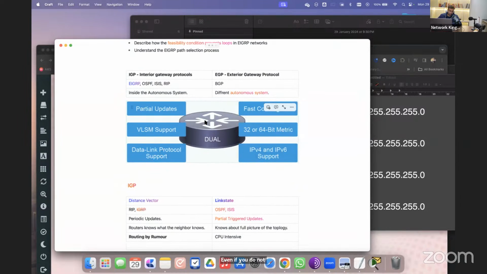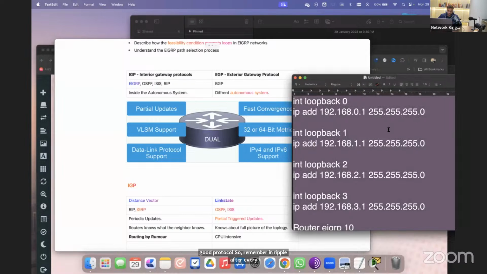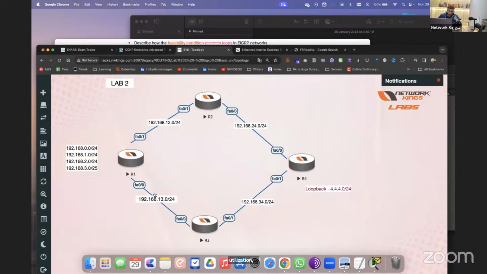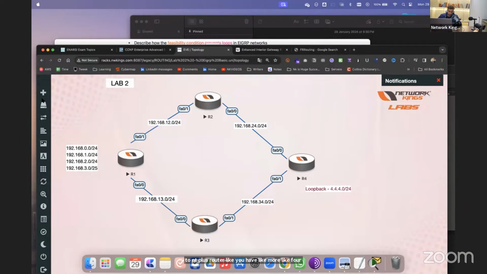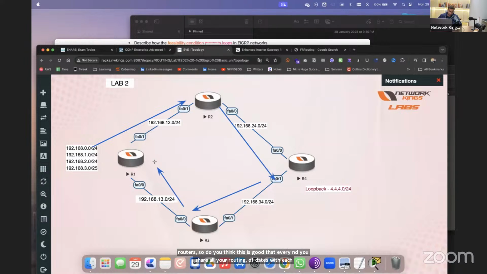Remember in RIP, after every 30 seconds, the router sends the full routing table. Just imagine if you have 20-plus routers, or even just 4 routers. Do you think this is good, that every 30 seconds you share all your routing updates with each other? What a wastage of bandwidth. I'm sharing my complete routing table with each other every 30 seconds, and that is wastage of bandwidth, right? The router brain is continuously in use.